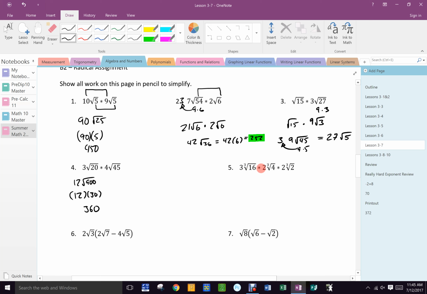All right, so what about this one? Am I going to do 16 times 4 times 2? That's a big number. I don't want to deal with that. So I'm going to simplify now. But it's cube roots, yes? So this is 8 times 2. What's the cube root of 8? 2. So what comes out here? 2. What was already there?